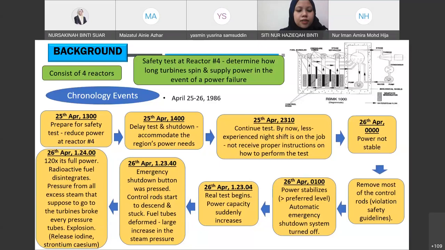More than 100 radioactive elements were released, but iodine, strontium and cesium are considered dangerous elements because they have a high half-life of up to 30 years.